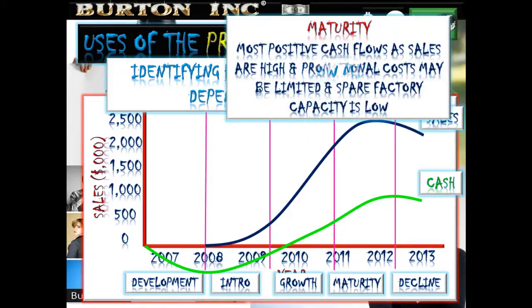And now in the maturity phase, we've got the most positive cash flows. Sales are high and promotional costs may be limited. Spare factory capacity is low. So in the maturity, strongest cash flows, low promotional costs, everything's humming, factory is full, warehouses chock-a-block.